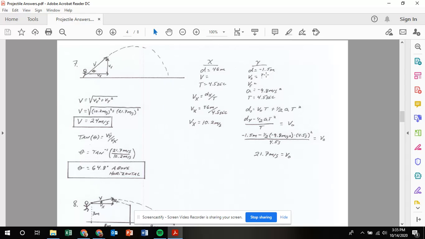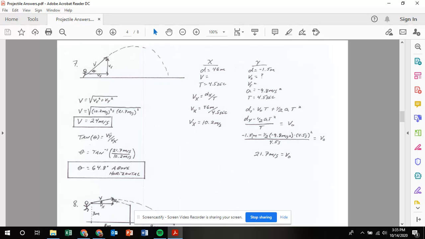In the y direction, we know the displacement, negative 1.5. We know the acceleration, negative 9.8, and a time of 4.5 seconds. We're going to be solving for v naught, so we're going to use the third equation, d equals v naught t plus 1/2 a t squared. A little bit of algebra. To solve for v naught, I would subtract the 1/2 a t squared term over to the left. That's why in the numerator here I have dy minus 1/2 a t squared. And then to get rid of this t, I would divide by time, which is why time is here in the denominator. I can plug in my numbers.